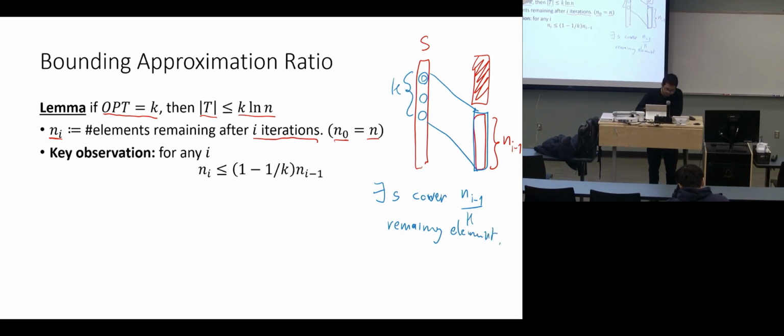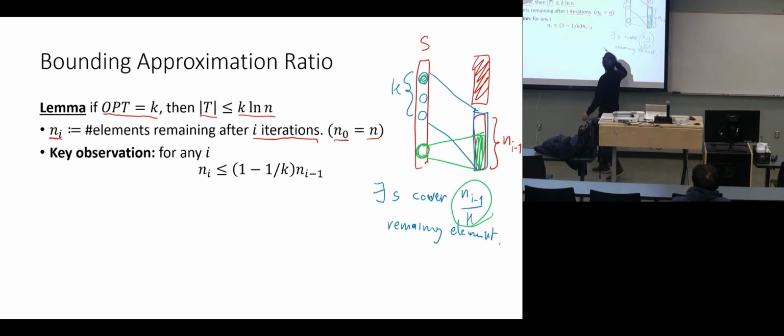Greedy will choose the set that covers the most remaining elements. The set that greedy chooses might not be from the optimal solution, right? It might choose some other set, but it will cover the most remaining elements, which is going to be at least n over k. So this just means that once greedy chooses some set, the number of remaining elements will shrink by this factor.